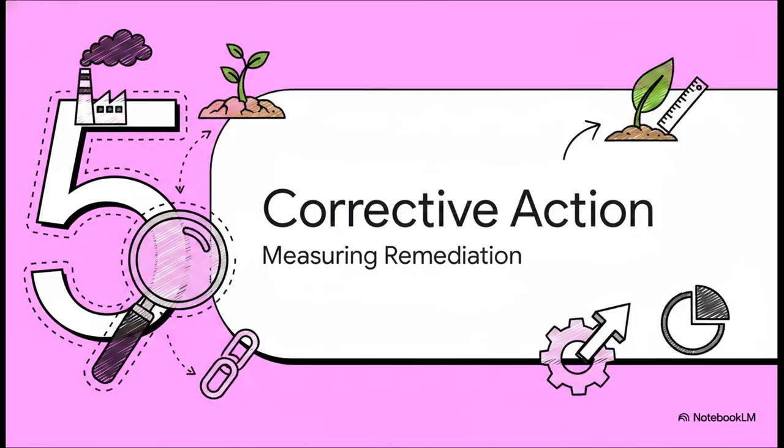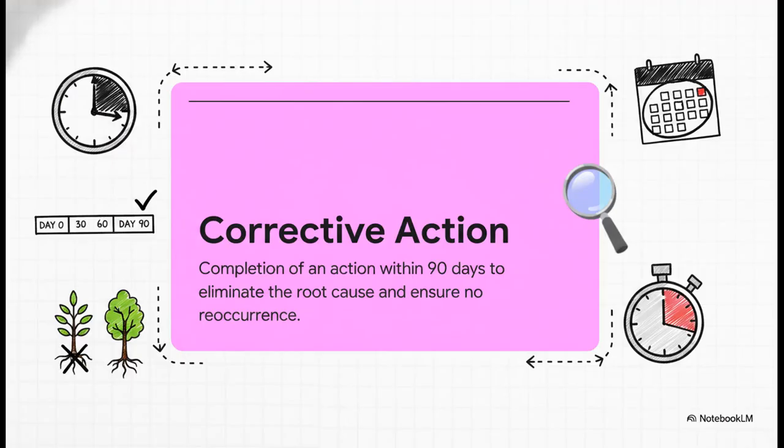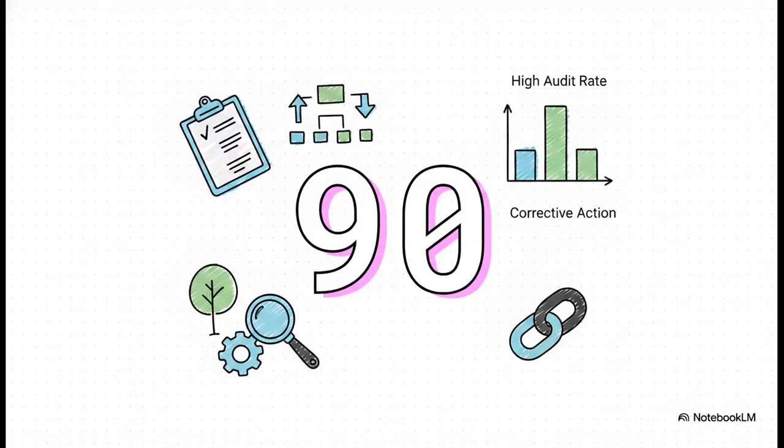And finally, Section 5, taking corrective action. Finding the problem is only half the battle, right? What's really interesting here is that the standard mandates a strict 90-day time limit for a fix to officially count as a corrective action. You can't just have some open-ended improvement plan sitting on a desk gathering dust for 2 years. To count positively toward your metrics, the root cause literally has to be verified and eliminated within exactly 90 days.